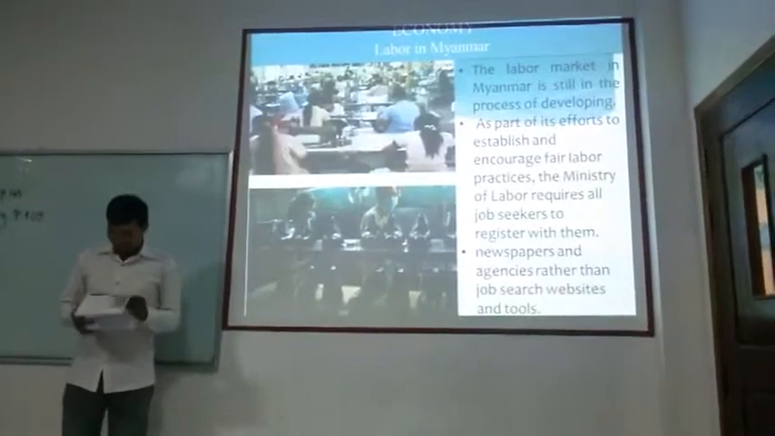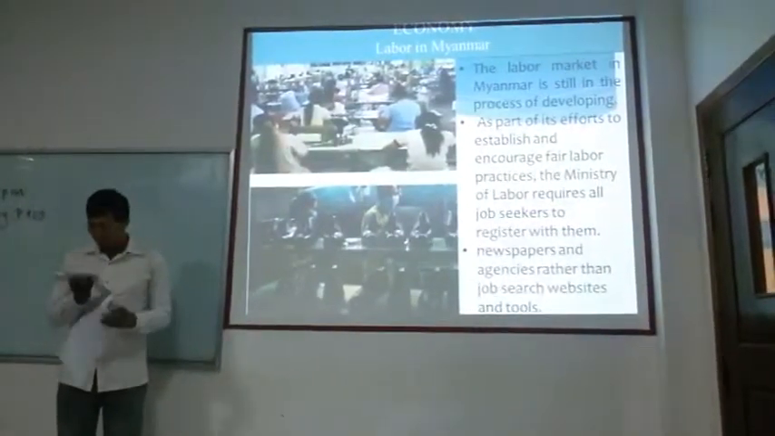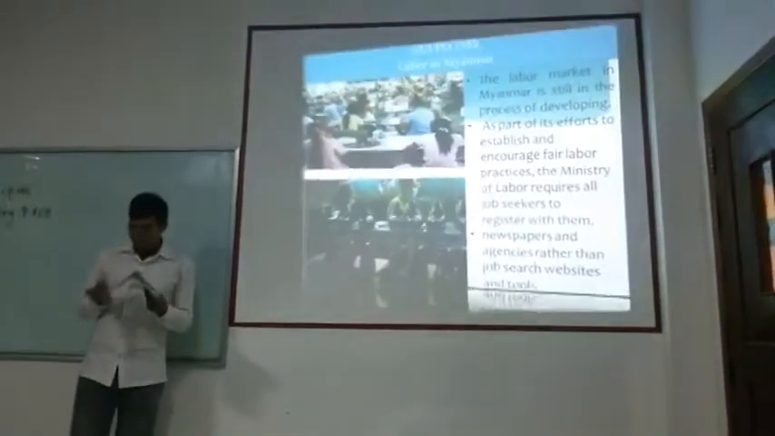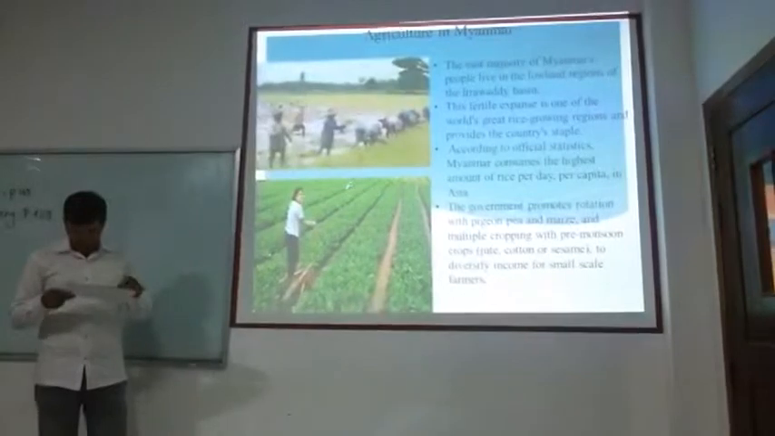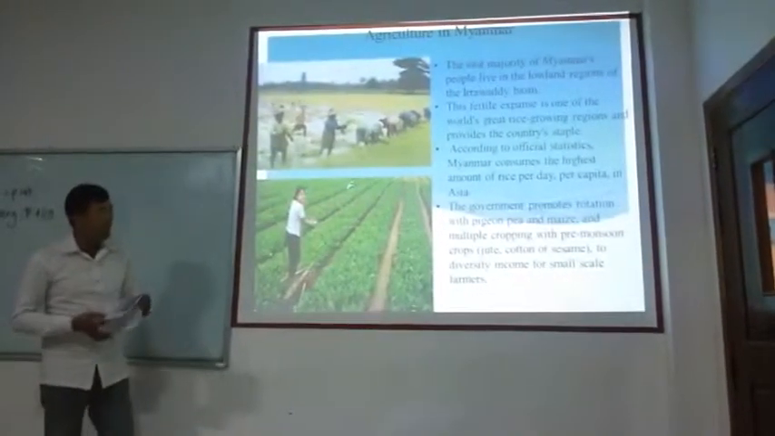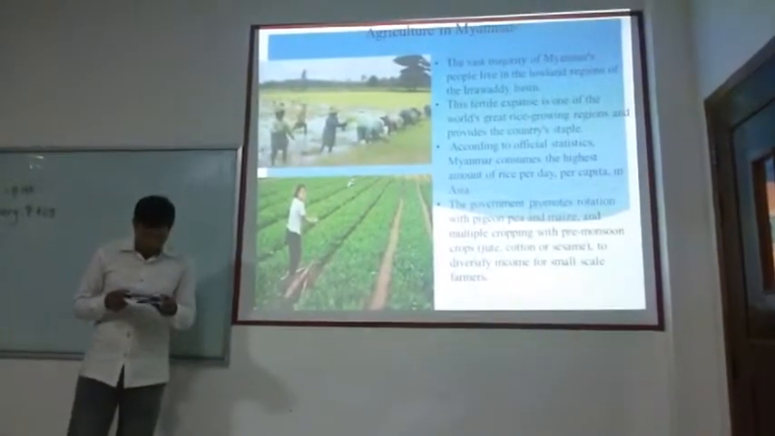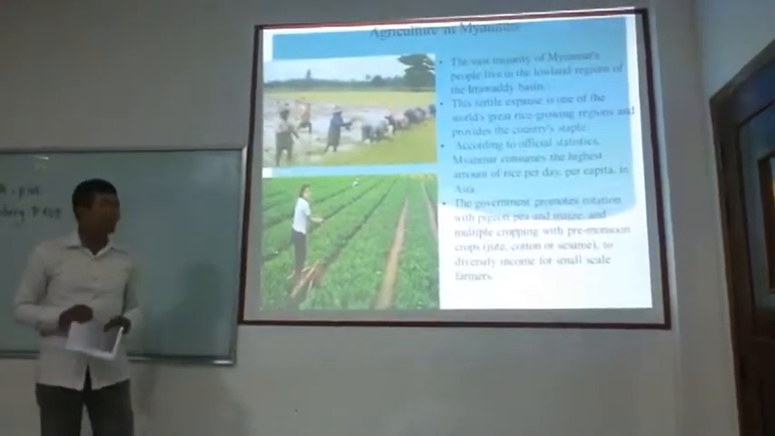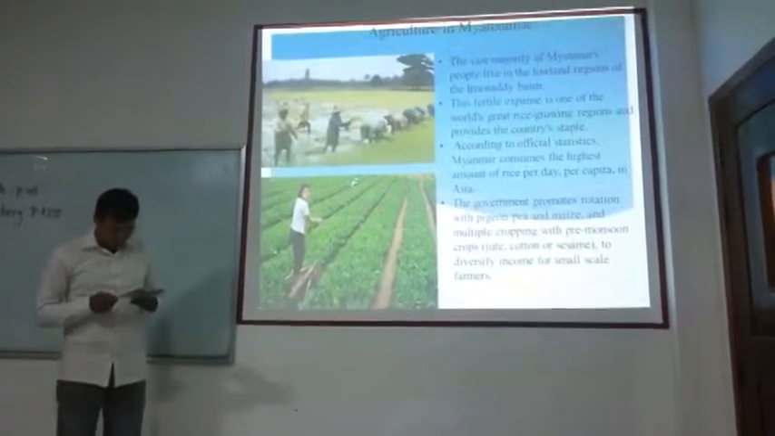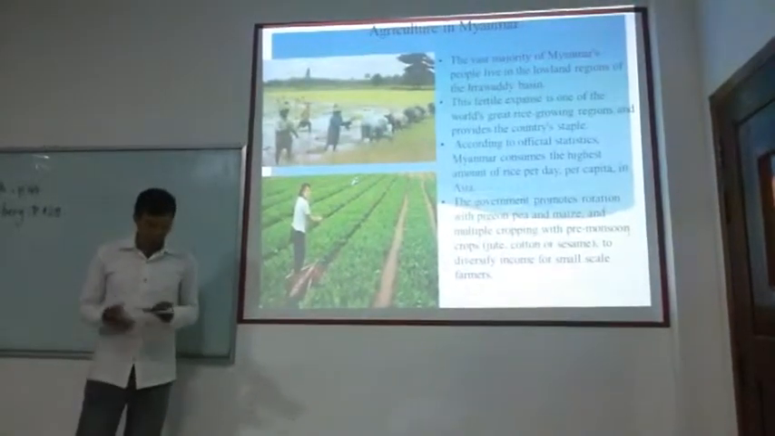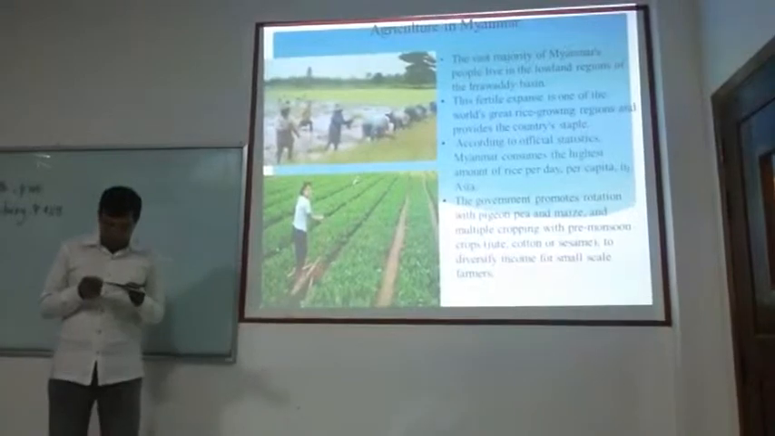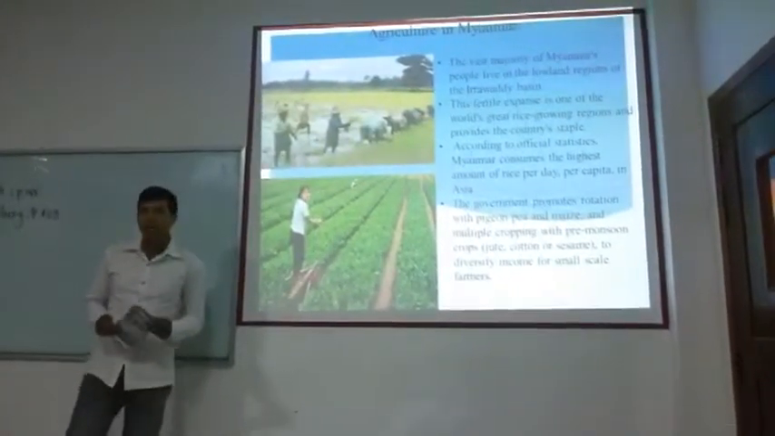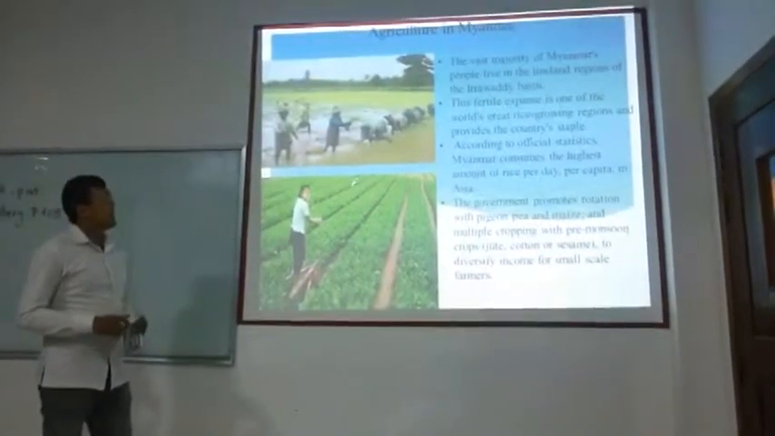In Myanmar, the import partners are first the USA, India, Thailand, China, and Japan. And the export partners are Thailand, China, Singapore, South Korea, and Malaysia.